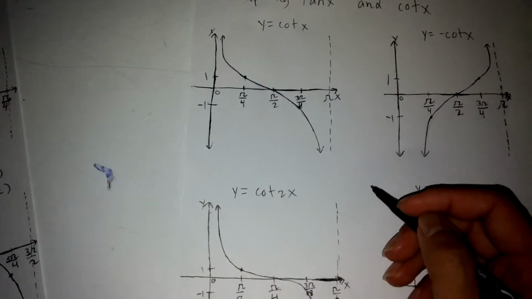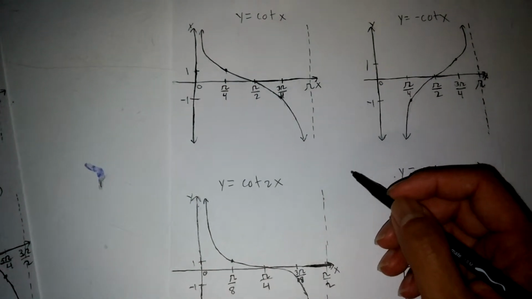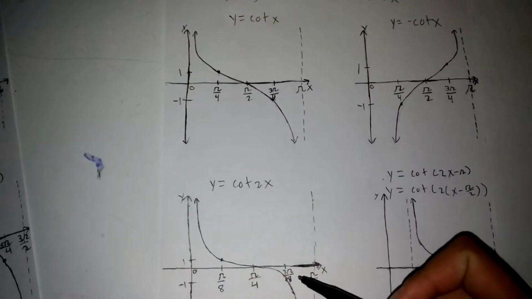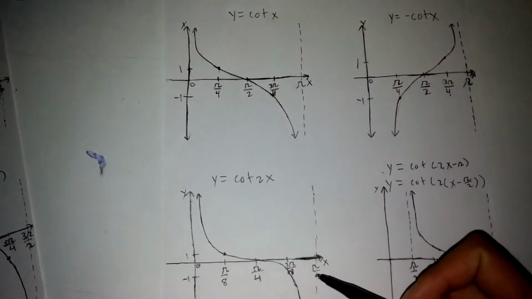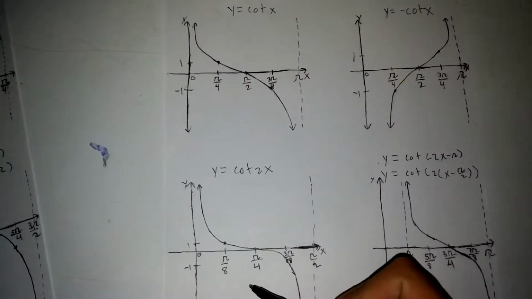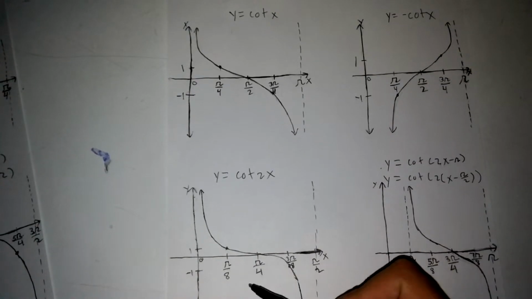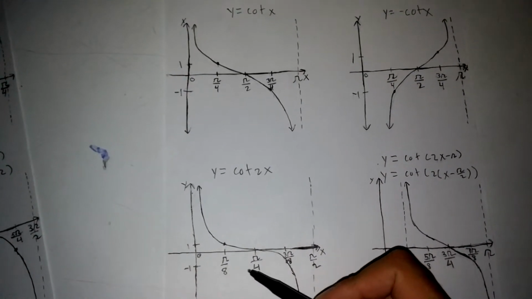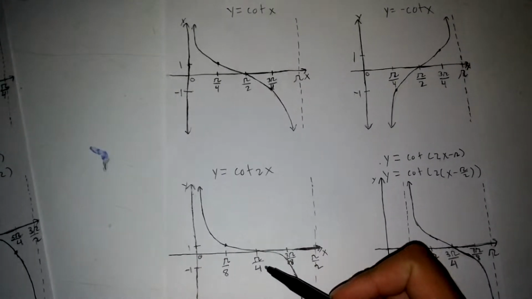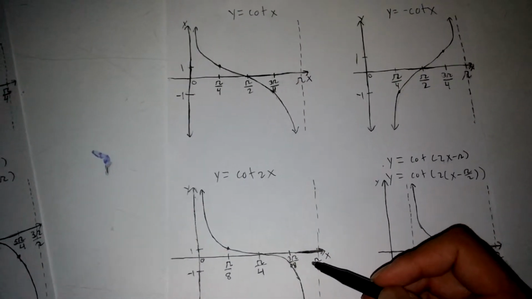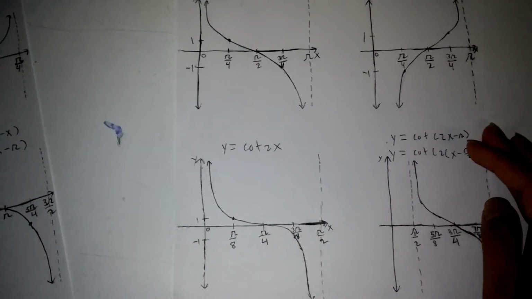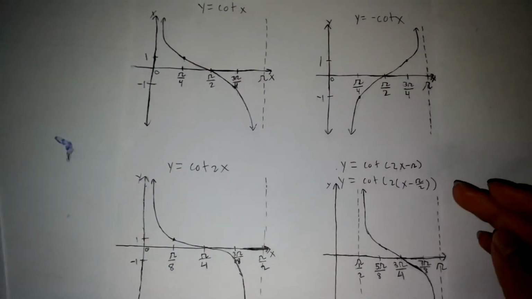It's a basic graph of cotangent x, except it's now cut in half. Now the period is from 0 to pi over 2 from the original graph of cotangent x. So it's basically the same thing, except the periods are cut in half. Instead of pi over 4, you get pi over 8. Pi over 2, you get pi over 4. 3 pi over 4, you get 3 pi over 8. And then pi, you get pi over 2. So now let's move on.